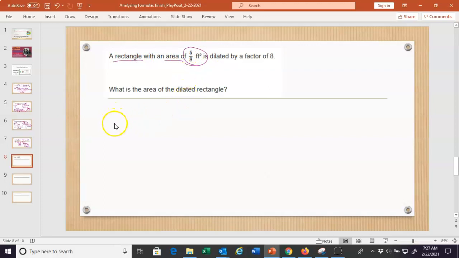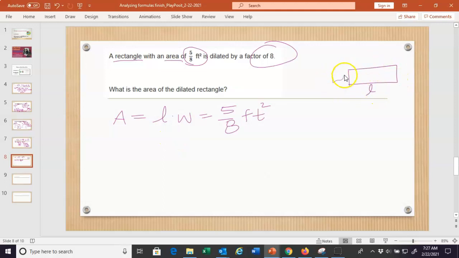We know it's a rectangle. So go to your formula sheet, find the area of a rectangle, and that's length times width, which you probably already know. And that is 5/8 feet squared. It's so tiny. And we're going to dilate it by a factor of 8. Again, this is going to make it bigger. It's not a fraction. So this formula again has 2 side lengths of that shape in it. It has the length and the width. So we're going to change each of those by a factor of 8. So we're changing the entire formula by a factor of 64.